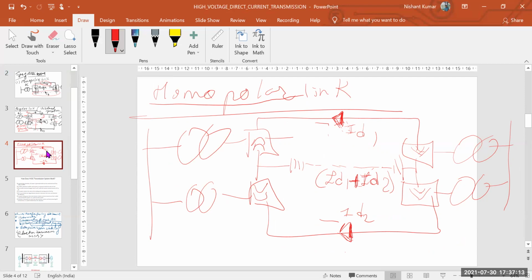In the event of a fault in one of the conductors, the whole converter can be converted to a healthy pole and can carry more than half of the power.